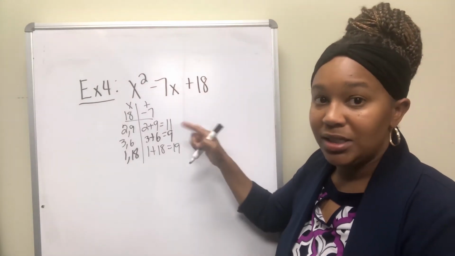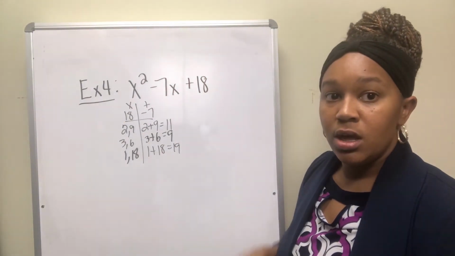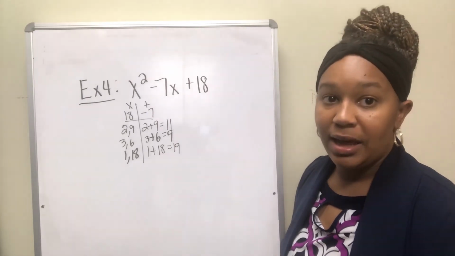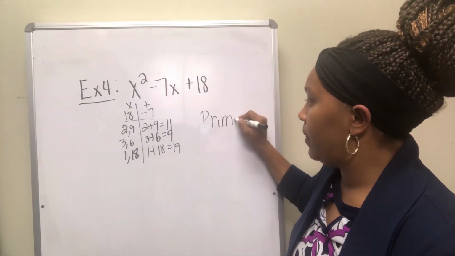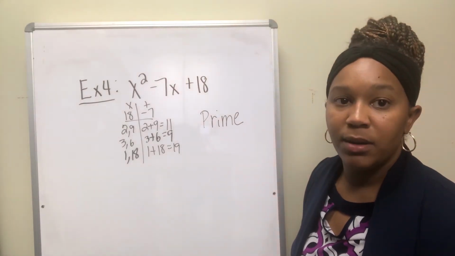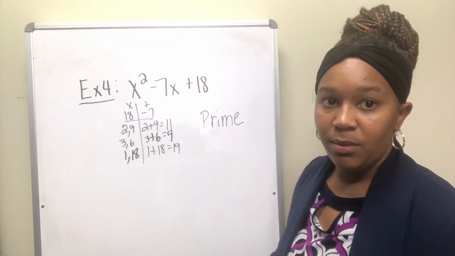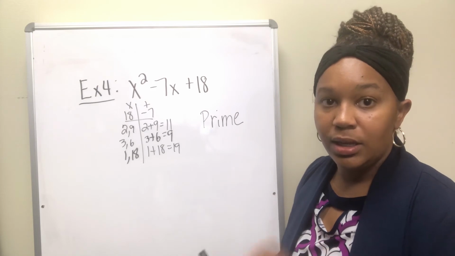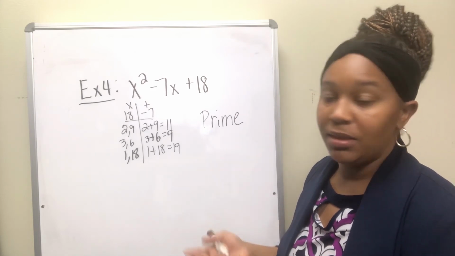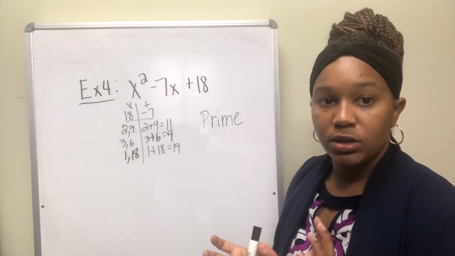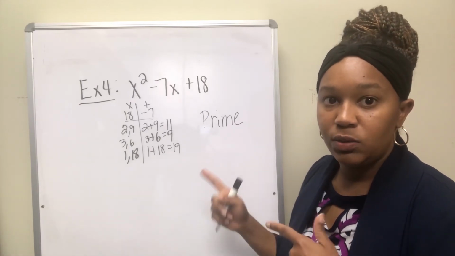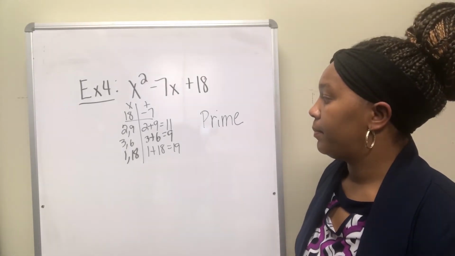And so what that means is that this algebraic expression cannot be factored, and we call that prime. Just like a prime number, the only factors are 1 and itself, meaning you can't multiply 2 things to get it. It's the same thing with the trinomial. If you can't find 2 factors or 2 expressions to multiply to get to it, it's considered prime.